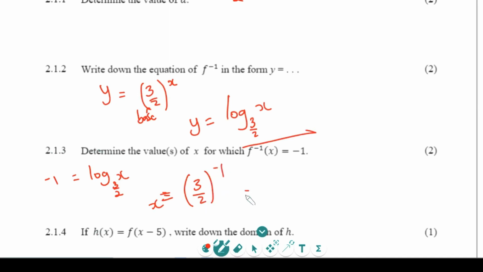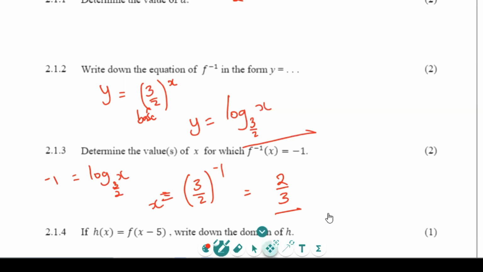When I put this in the calculator, things are going to switch around. So my answer has to be 2/3. Okay, so that is 2.1.3. Even if this was a -2 or any other number, it's all about switching. We're moving from the logarithmic form into the exponential form for us to determine what x is.